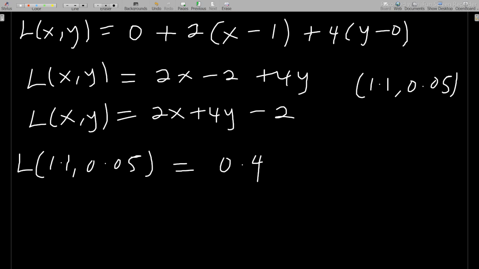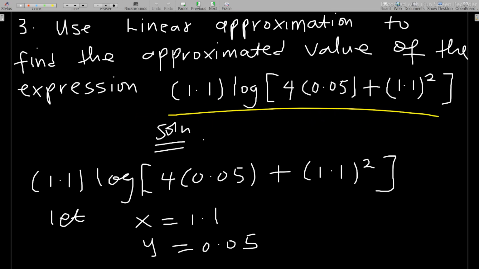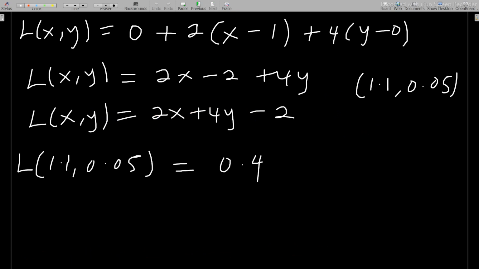Let's check if you are indeed close to the actual value, because the actual expression was 1.1 times the logarithm, which I said is ln, of 4 into 0.05 plus 1.1 squared. And the answer is 0.3779. So in approximation, this is the answer we had, and the actual answer is 0.3779, let's say to 4 decimal places. If I approximate this to 1 decimal place, you get something like 0.4. I hope this is okay.